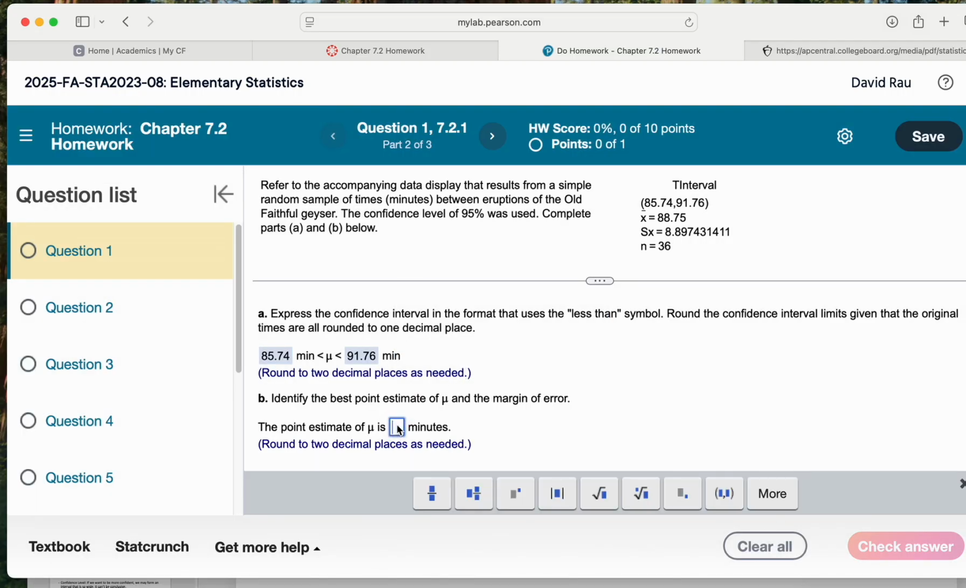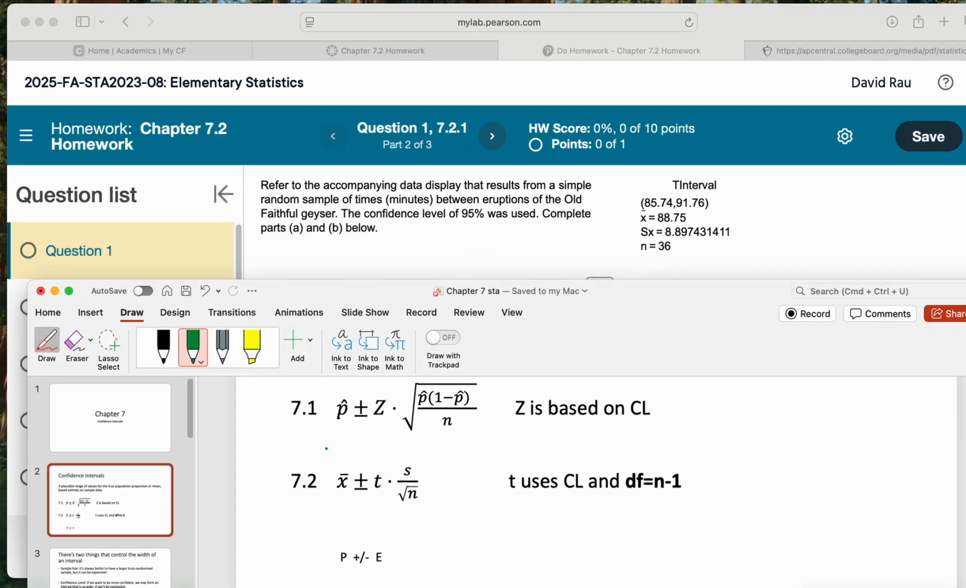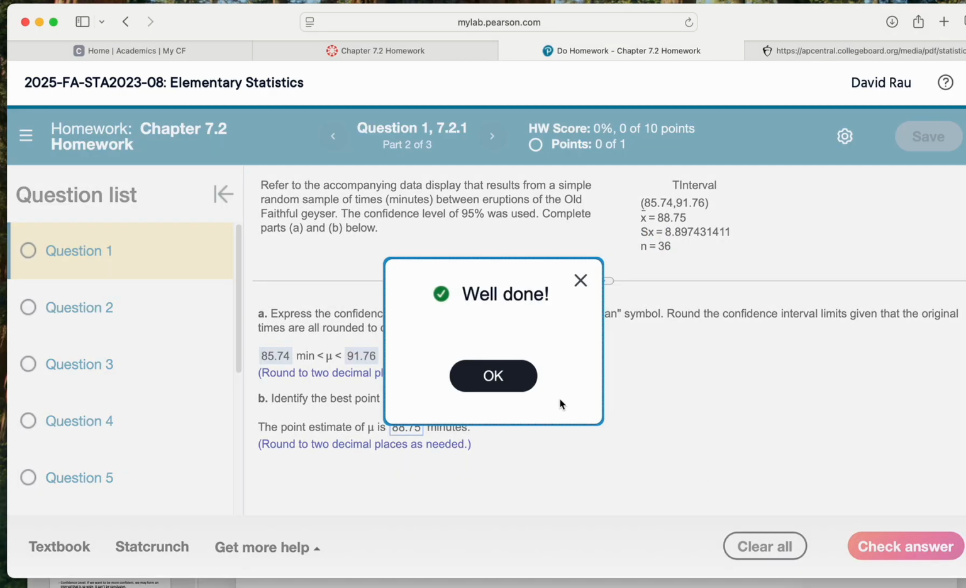The point estimate literally is the 88.75, right? As we wrote here again on this page, the point estimate is the first thing before the plus or minus, so x bar. And there it was right in the table.